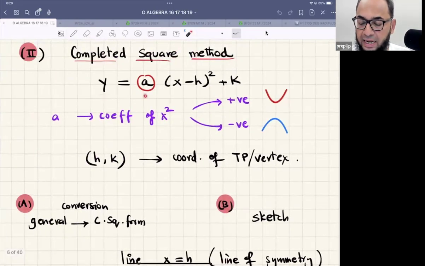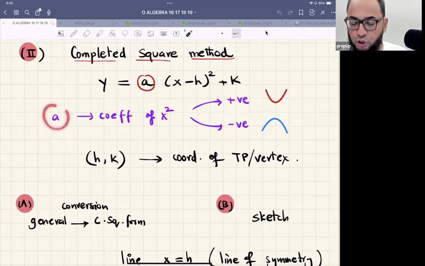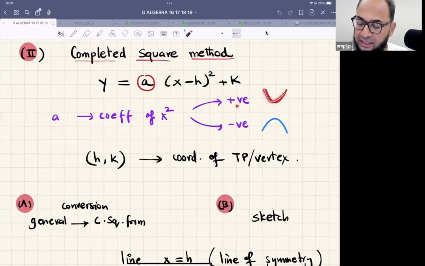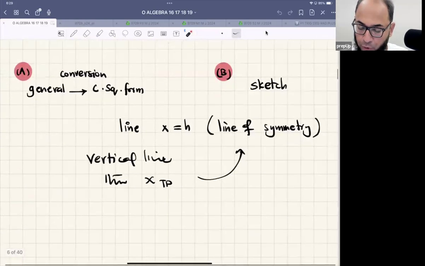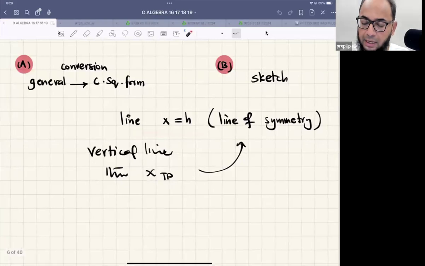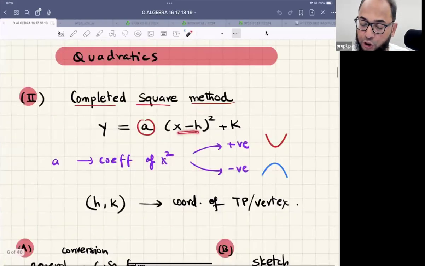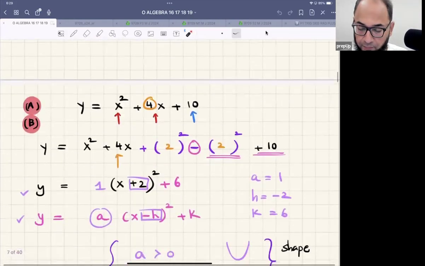Getting this in the form a(x minus h) whole squared plus k. A is the coefficient of x squared. If it's positive, that's the shape. If it's negative, that's the shape. H comma k is the coordinate of the turning point. How do we convert it? And the line x is equal to h, that's the line of symmetry.